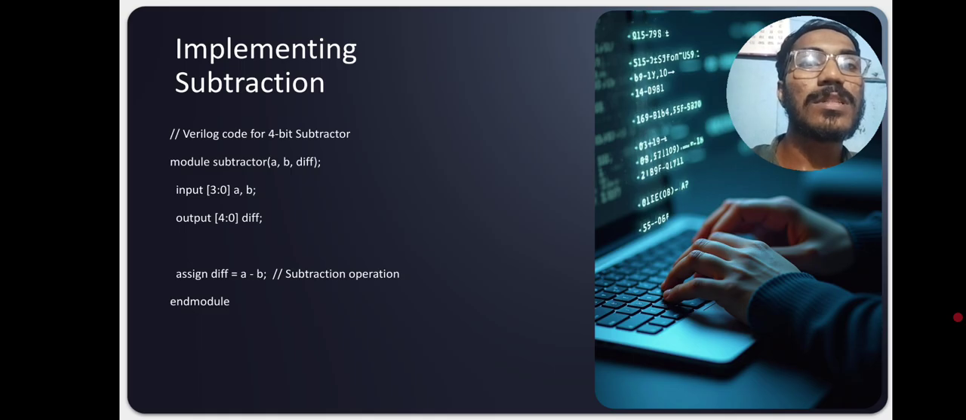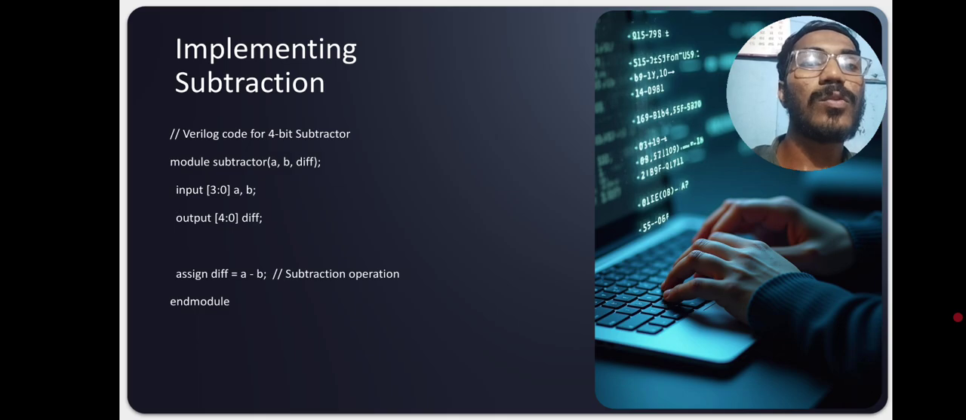Subtraction means we use the dash symbol between a minus b. Now we have to see the Verilog code. The Verilog code for the 4-bit subtractor is the same. You have to write module, and after the module keep the file name under which you saved the subtractor, and give the inputs which I have used in the code. They are a comma b and difference.